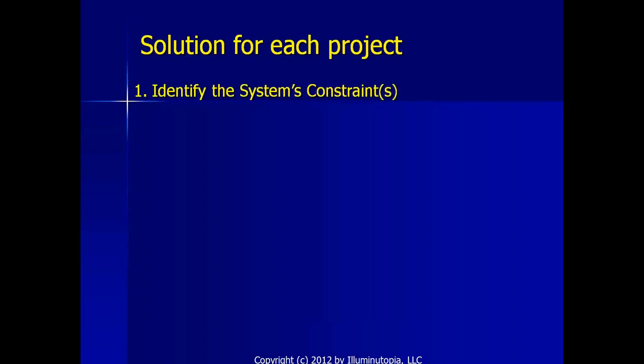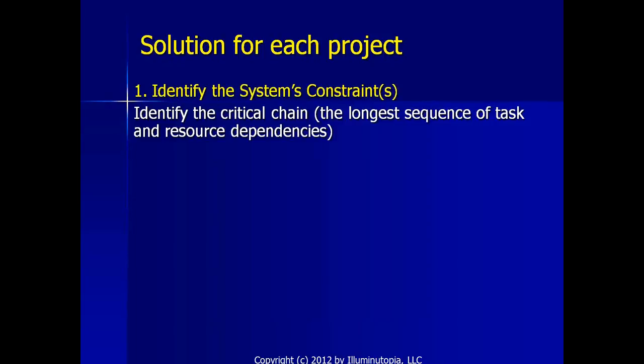So what is the solution for each project? The first thing we need to do is identify the system's constraint. What is the constraint that is most affecting the performance of the projects? It is the critical chain, the longest sequence of task and resource dependencies. And this comes back to an understanding of what is the power of TOC. The power of TOC is based on focus, of focusing on what's most important.